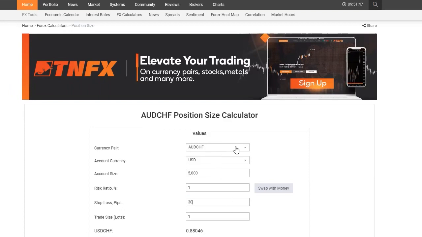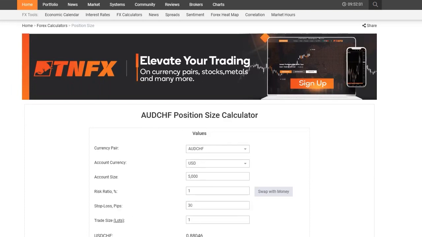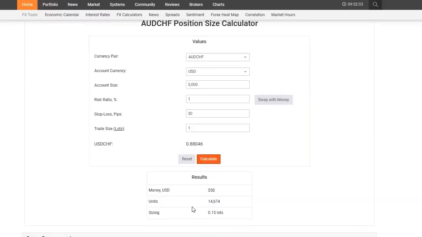So you have your AUDCHF, your account currency, your account size, the risk ratio, which is 1%, what we are willing to risk on this particular trade. Then the stop loss is 30 pips. Okay, calculate. Then you scroll down, you have 0.15. So ladies and gentlemen, this is the lot size you will be inputting on the trade, on your phone or on your laptop.